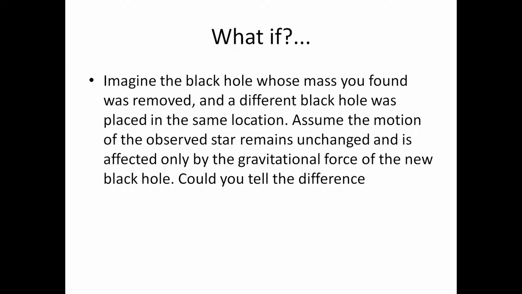Here's the second question. What if the black hole was replaced by another black hole at the same location and the motion of the star did not change? Would we be able to tell the difference? The answer is no. The way that we calculated the mass of a black hole banked on the motion of the star and the position of the star and the black hole's position. If these three variables stayed the same without more data or other forces acting on the star, we would not be able to tell the difference.